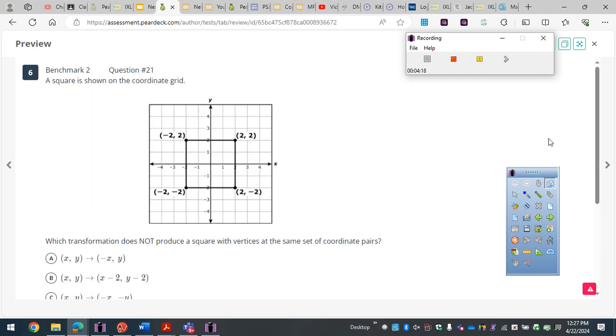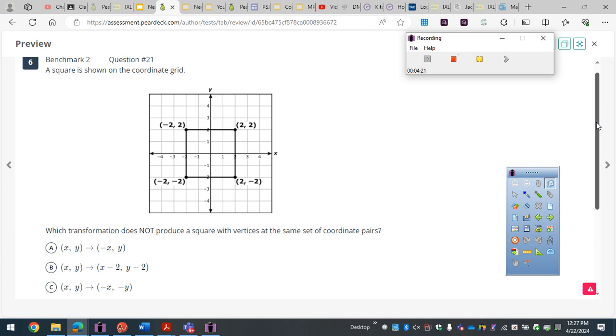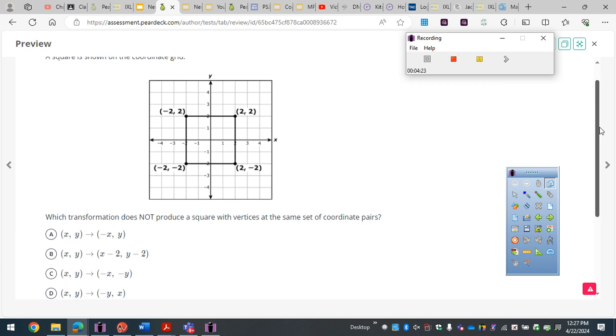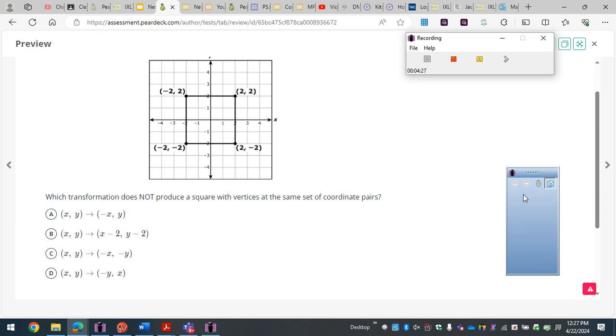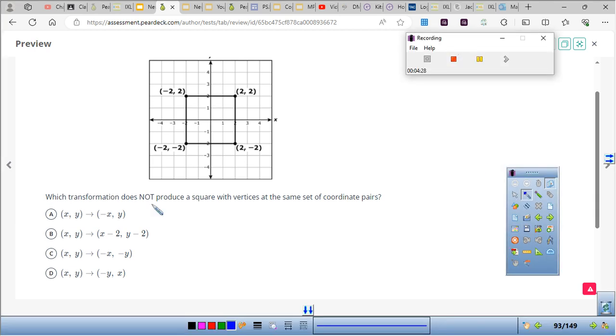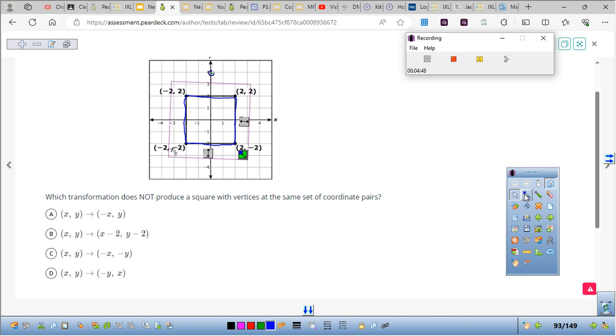Because this is like the other one earlier. Basically, some kind of movement can be done to this thing. Which transformation does not produce a square with the vertices of the same coordinate pair? So we don't want to draw the square. Again, just restating what I said earlier. If I turn it, it winds up back on its same vertices. We don't want that. We want the different vertices.